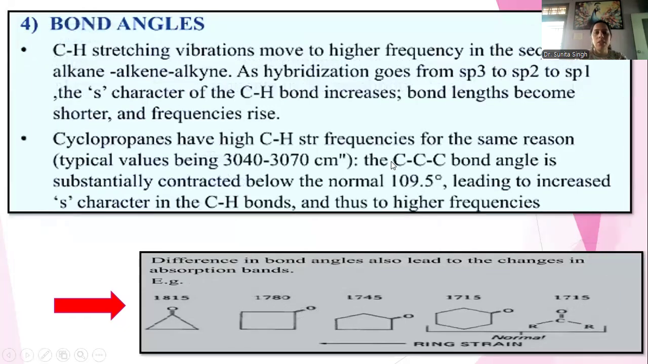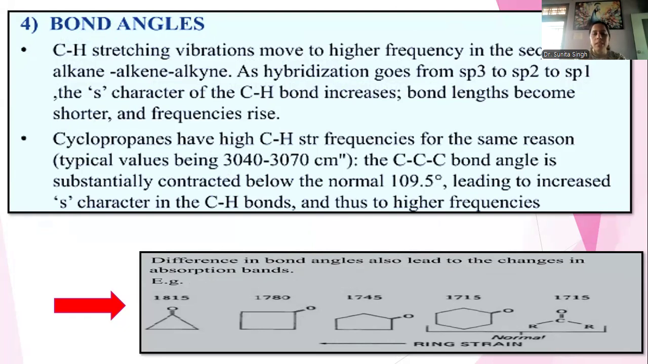Bond angles. CH stretching frequency vibrations move to higher frequency in the sequence alkane, alkene, and alkyne. As hybridization goes from sp3 to sp2 to sp, the S character increases, bond length becomes shorter, and the frequency rises. As we have also learned in Hooke's law equation, the higher the force constant, the higher the vibration frequency is going to be.